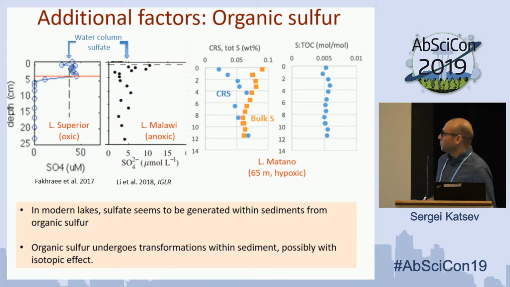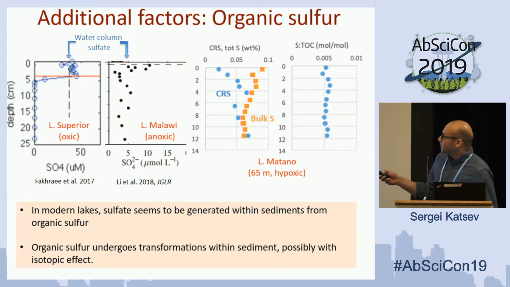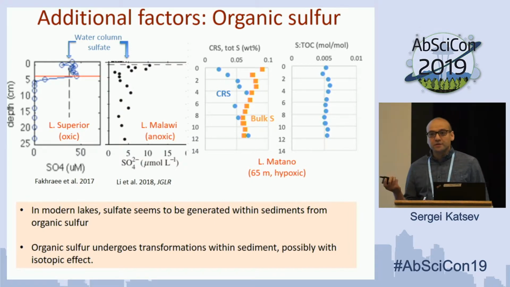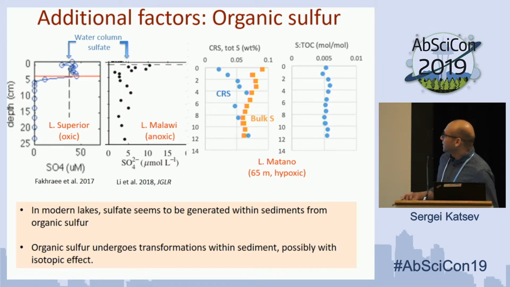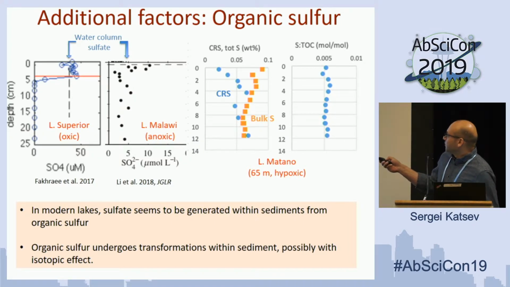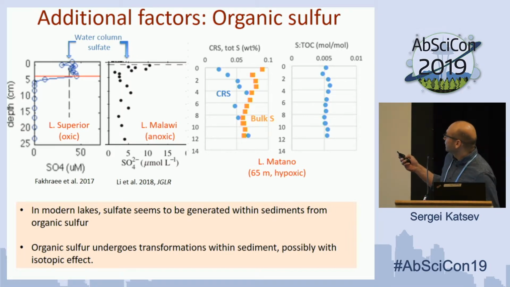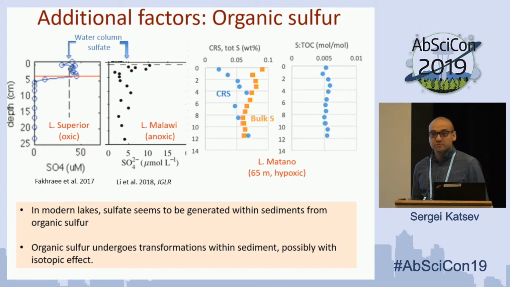These are plots from Lake Superior, which is oxic, and Lake Malawi, which is borderline ferruginous, sulfidic. Sulfate concentrations in the top layers of sediment are actually above the levels of sulfate in the overlying water. So sulfate actually fluxes out of the sediment. While in Lake Matano, the CRS fraction, which is basically pyrite plus elemental sulfur, increases, but the total amount of sulfur actually decreases. So we have a conversion from non-CRS fraction to CRS fraction, and this decrease is consistent with organic sulfur being mineralized, and so the ratio of total sulfur to total organic carbon remains remarkably constant within the sediment, which again suggests a role for organic sulfur.